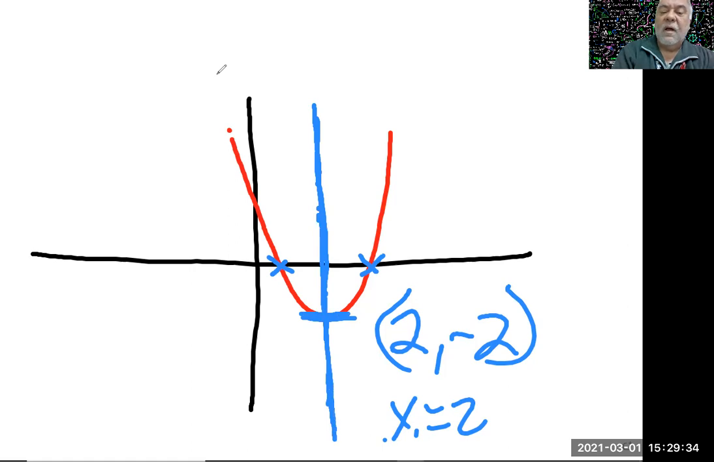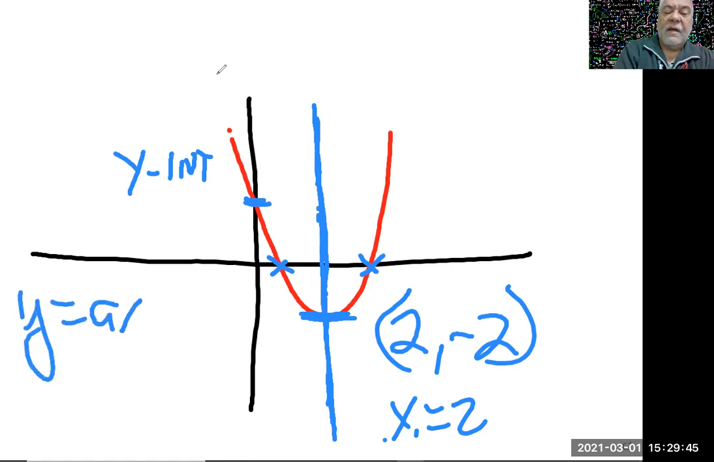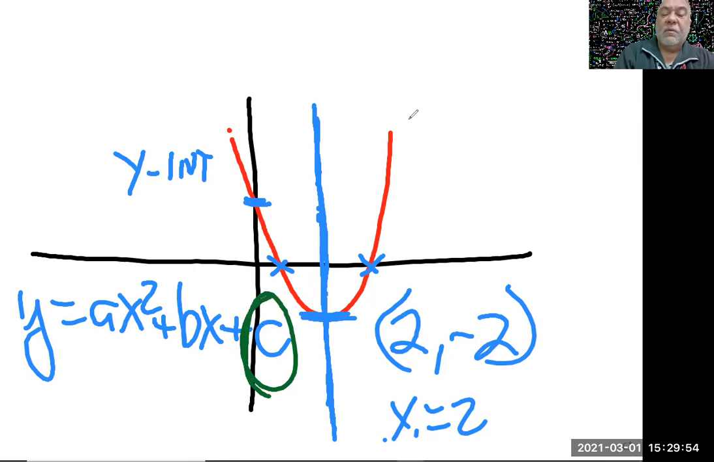That's the fourth one. And then the fifth one is right here, the y-intercept. In standard form, y is equal to ax squared plus bx plus c. The c value is the y-intercept, when the x is set equal to 0. Okay, and those are really the attributes.